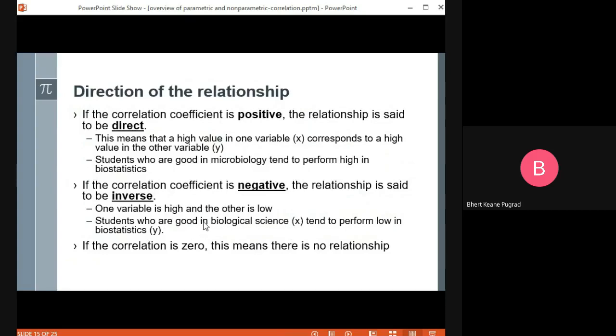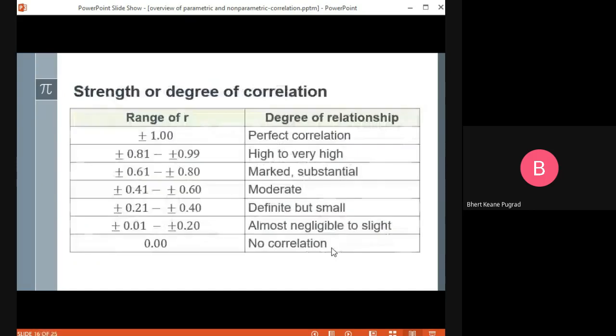Positive or negative? Mataas yung kanilang score sa biological science, whereas pababa yung kanilang score in biostatistics, and this is an inverse or negative relationship. If there's no relationship or the correlation is zero, this means that there is no relationship between the two values, or between the value of x and y.